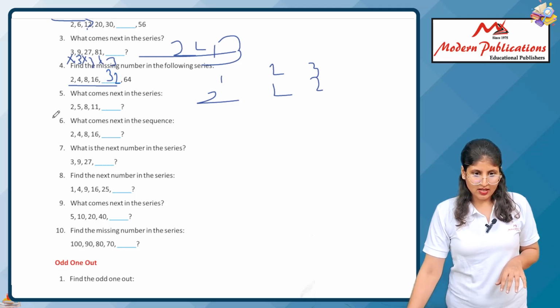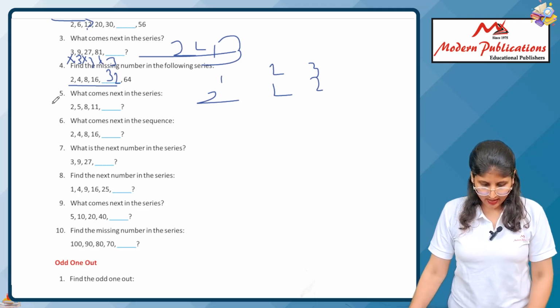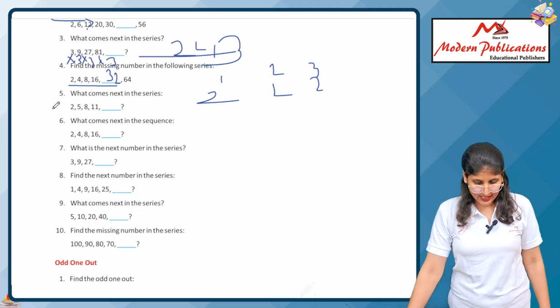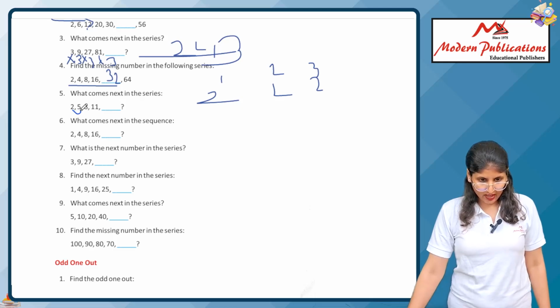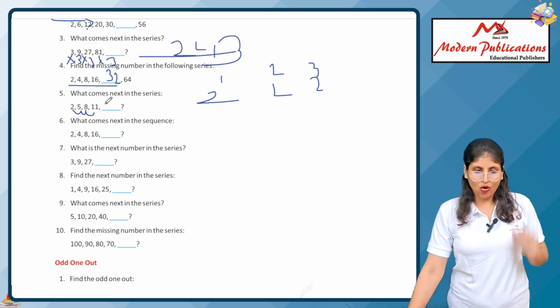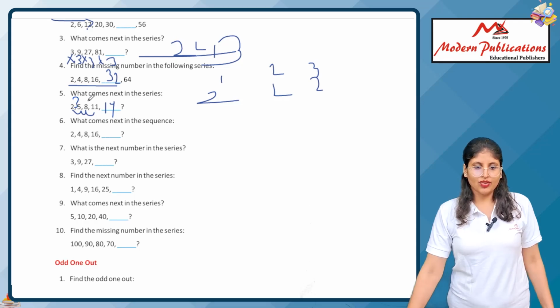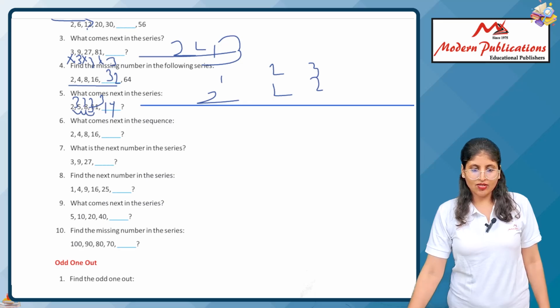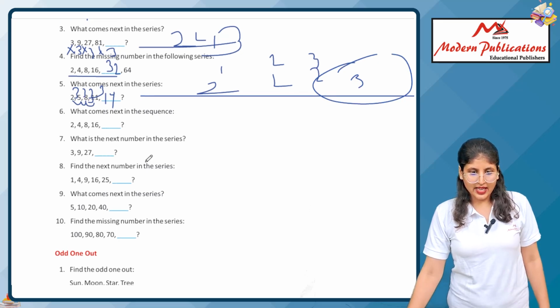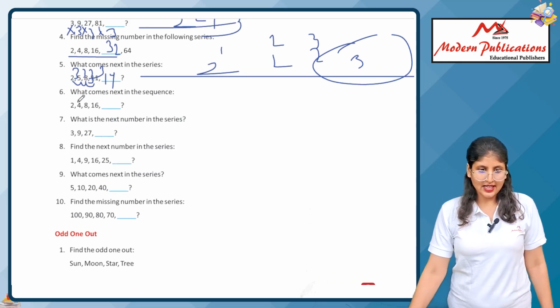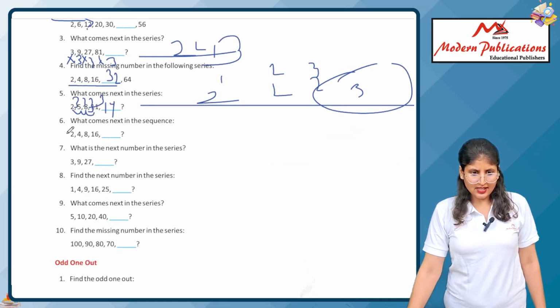Next, the fifth one is the series 2, 5, 8, 11. Can you see the difference? After 11, the difference of 3 will give 14. 5 minus 2 is 3, 8 minus 5 is 3, 11 minus 8 is 3, 14 minus 11 is 3, so the difference is 3 throughout. Next, complete the sequence 2, 4, 8, 16. It is the same one: 16 to 32.